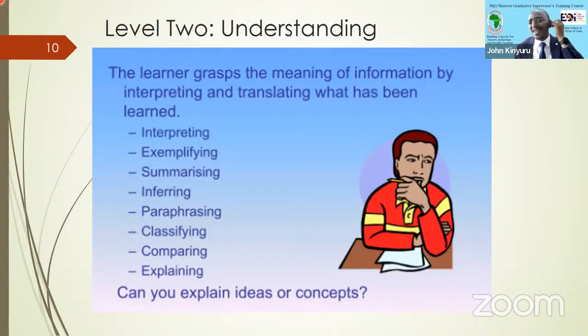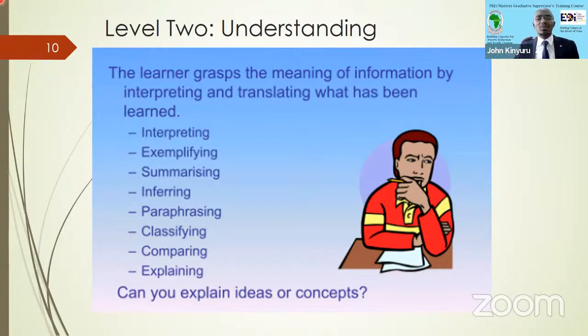Level 2 is understanding. This is where the learner grasps the meaning of information by interpreting and translating what has been learned. Okay, they learned about basic concepts. What is a food? What is a nutrient? How do we get nutrients into our bodies? What are the sources of vitamins in our bodies?